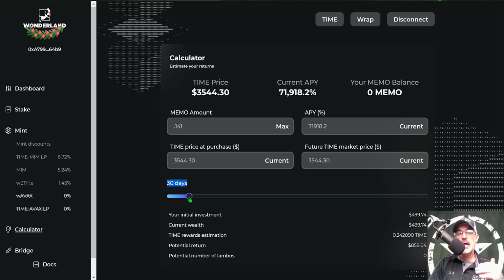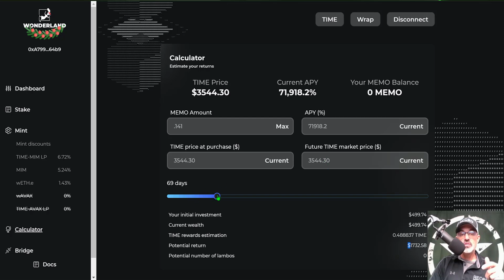And then I can determine how long I actually want to stake for, and it starts at 30 days. If I was to stake my initial investment, which is right around that $500, I lost a little bit of money in fees. My rewards during that 30-day period would be approximately 0.24209 time, or a potential return of $858. And so for over a 30-day period, I'd be just shy of doubling up my money.